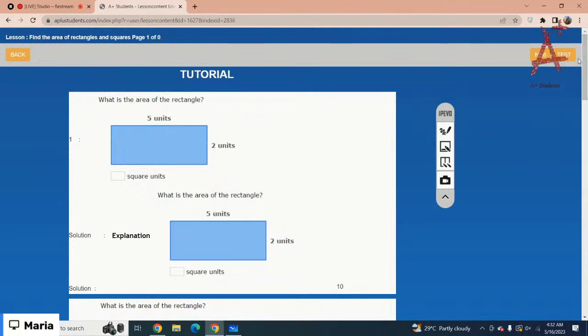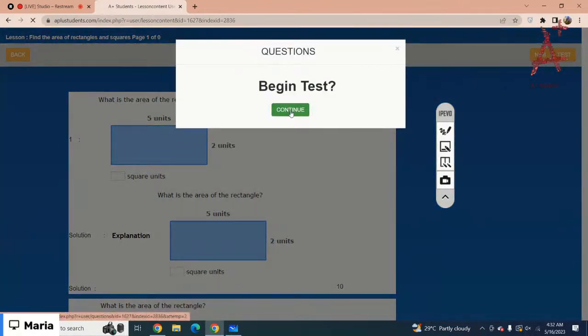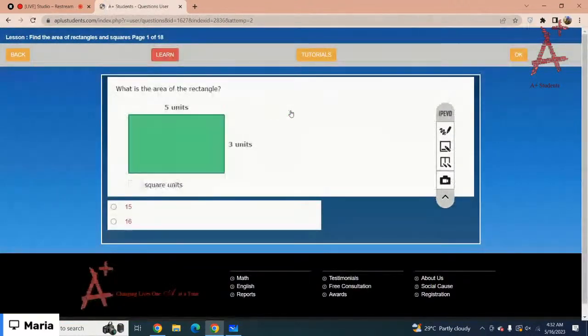Let's just start with the test questions. Okay, what is the area of the rectangle? So which is the correct option? The length of the rectangle is 5 and the width of the rectangle is 3. Whenever you have to calculate the area of the rectangle, you can do length times width. So 5 times 3 is 15. So the area of this shape would be 15 square units.